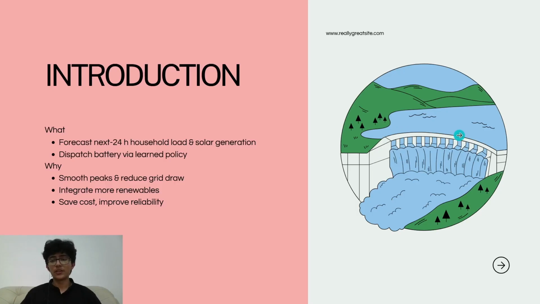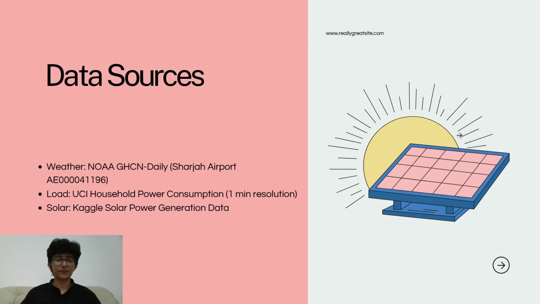Now I'll be coming to what datasets I've used for this project. I've gotten daily temperatures and precipitation for Sharjah Airport from NOAA, and I've used UCI household power consumption data for 1 minute resolution global active power. Finally, a solar plant output from Kaggle gives us PV generation history. Together, these three feed our forecasting and simulation pipeline. Next, let's dive into our code.